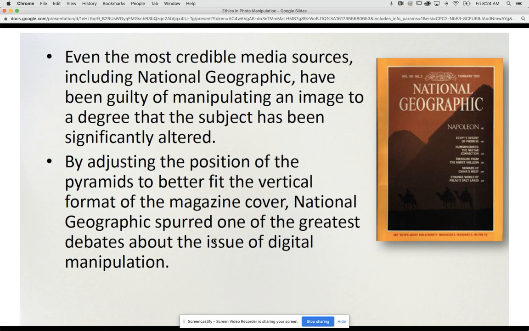Now, even the most credible media services, including National Geographic, have been guilty of manipulating images to a degree that is possibly unethical. Okay, so by adjusting the position of the pyramids to make a better fit of the vertical format of the magazine, National Geographic spurred one of the greatest debates about the issue of digital manipulation. So what happens when you actually start moving the world around you and showing people a scene that never actually existed, right? Especially for a magazine that touts itself as showing you images of the world, right? And what happens when you find out that those images are actually fake?